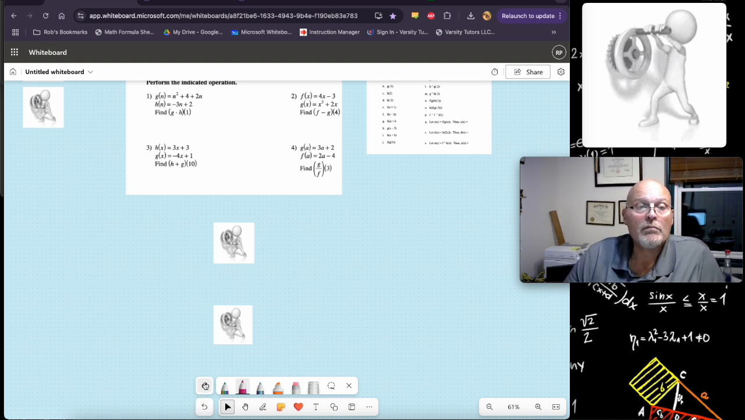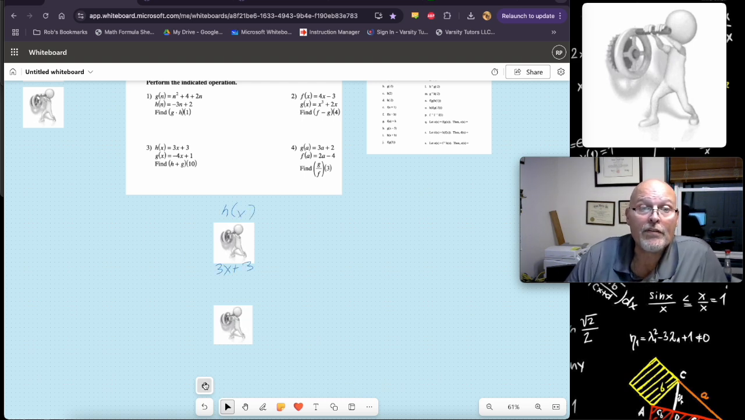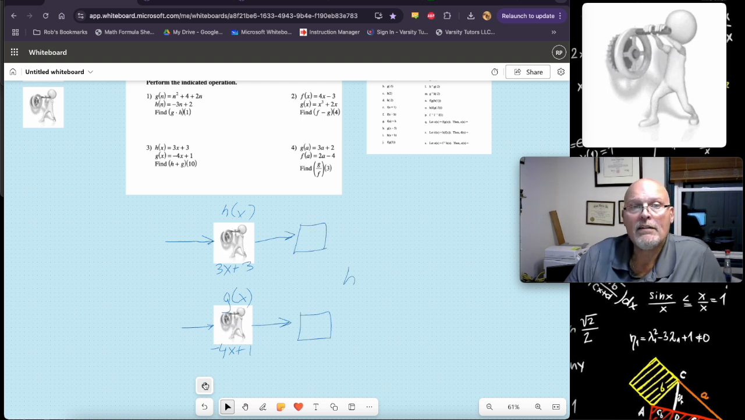So we're going to set it up for number 3 here, where we've got h of x, which is positive 3x plus 3, and we've got g of x, which is minus 4x plus 1. All right, set up our inputs and our outputs. And what is the problem asking for? It's asking for h plus g of 10. All right, we set up our inputs and get our outputs.